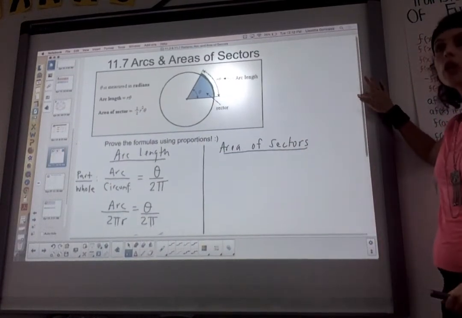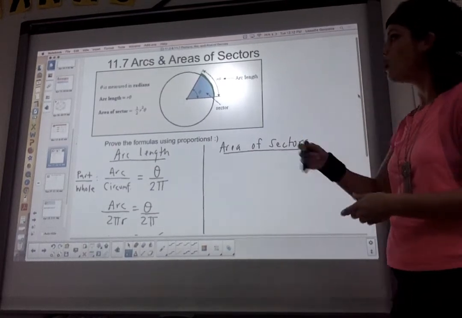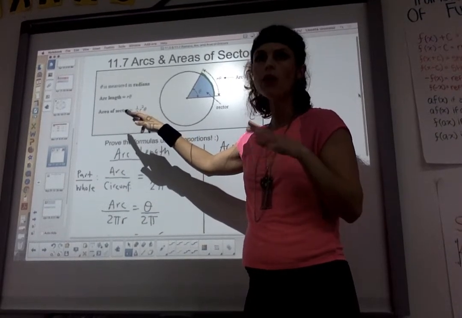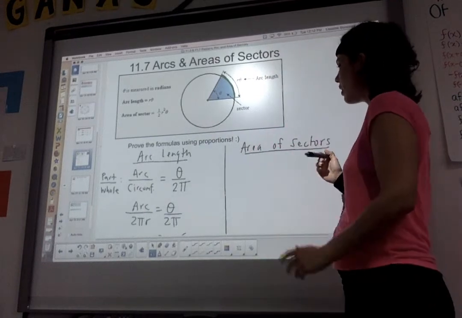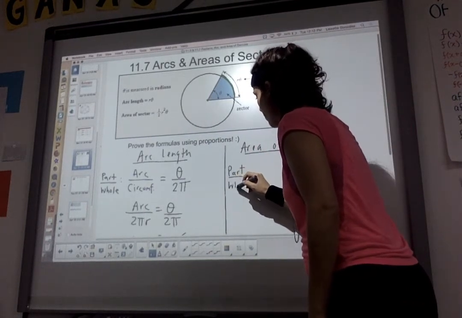In a similar way, we're gonna prove the area of the sector formula, which is this. Do you see it here? This is also in your formula book. I'm just gonna prove it to you so you have an understanding of where it comes from. Okay. So you're gonna do proportions again, part to whole.